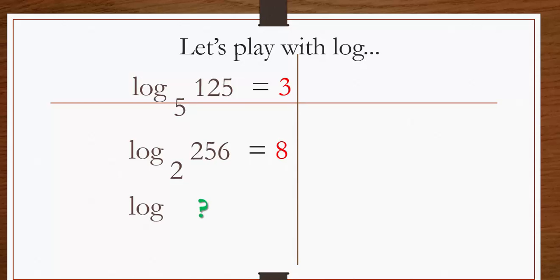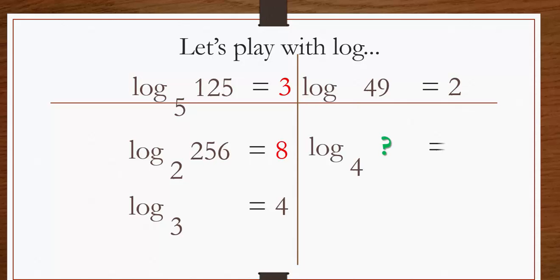Now these questions are for you. Log of 49 to base what is 2, and log of what to base 4 would give you a 3.